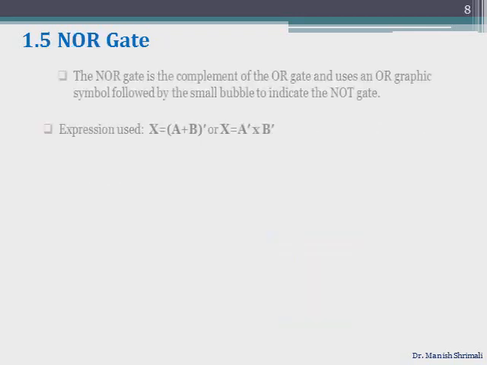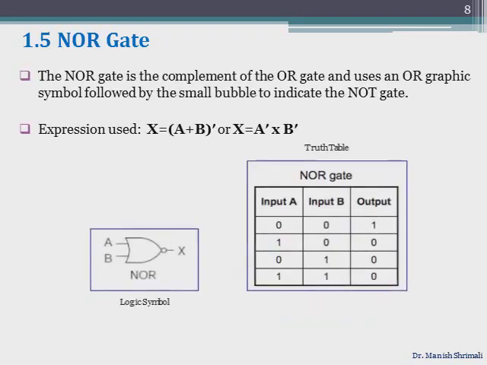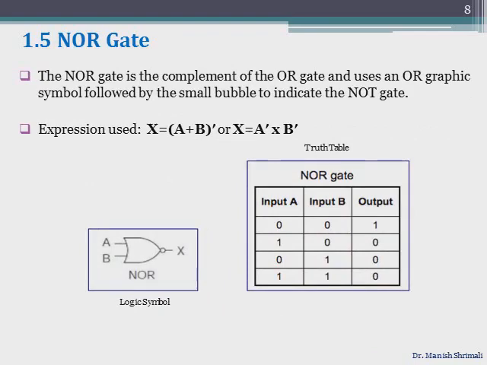Next we have the NOR gate. The NOR gate is the complement of the OR gate, and it uses an OR graphic symbol followed by the small bubble to indicate the NOT gate, as you can see here. Here in the logic symbol we are having the OR gate, and which is followed by the small bubble, which is actually the NOT gate.